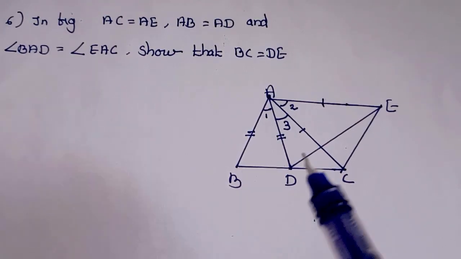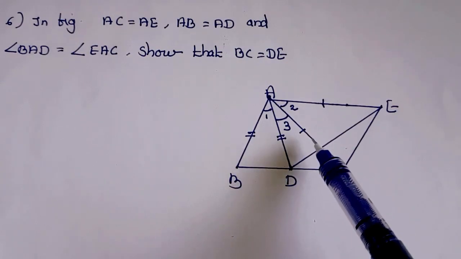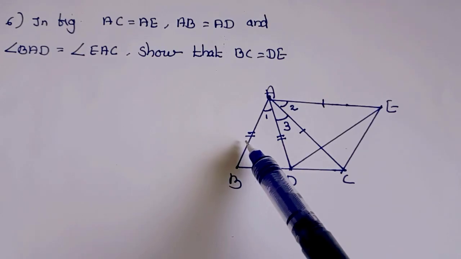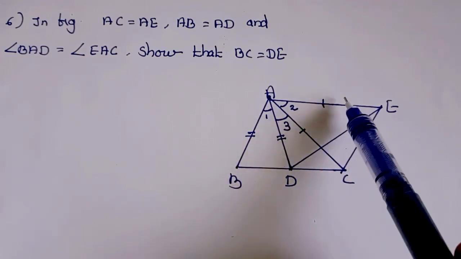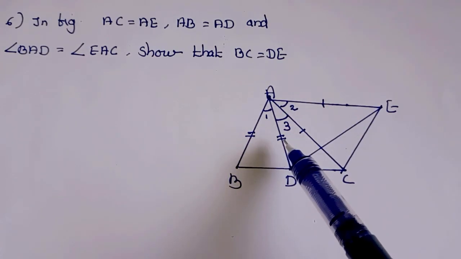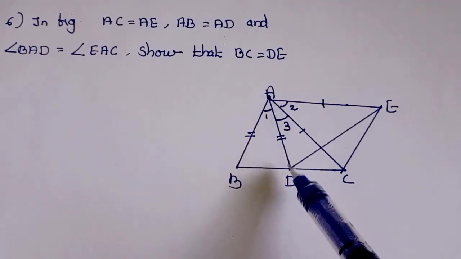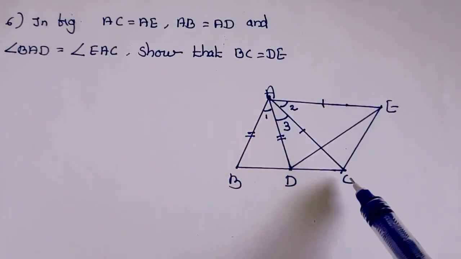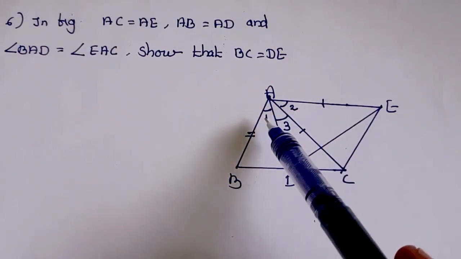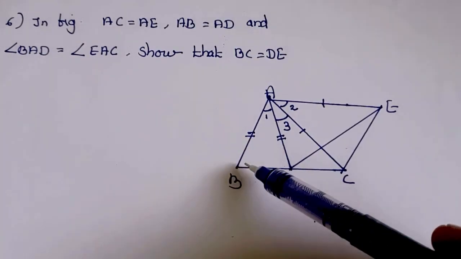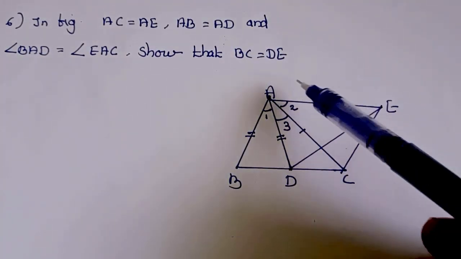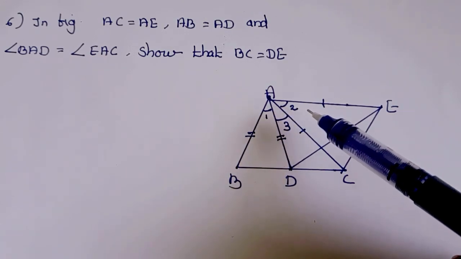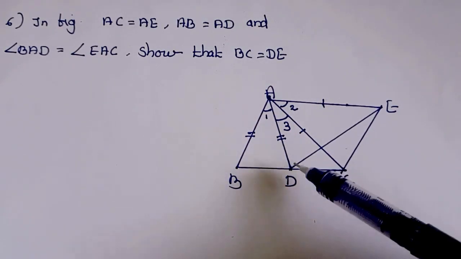Sixth question. In the figure, AC equals AE and AB equals AD, it is given. Angle BAD, here it is angle 1, equals angle EAC, here it is angle 2. Angle 1 equals angle 2, it is also given. And we have to show that BC equals DE.